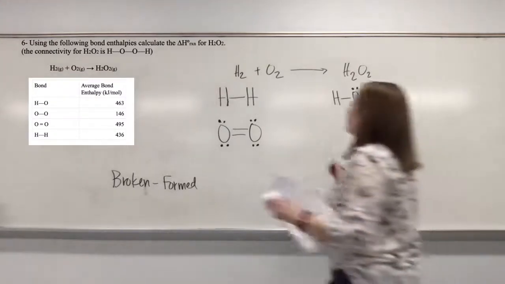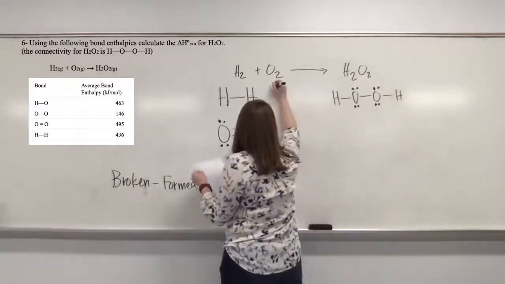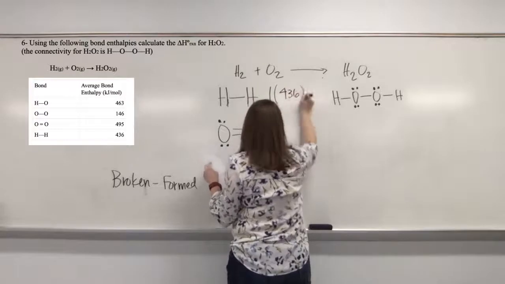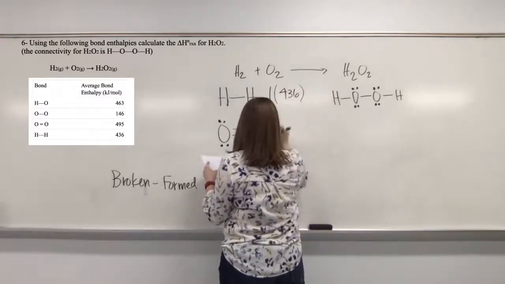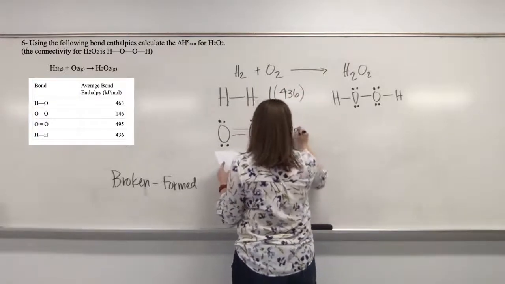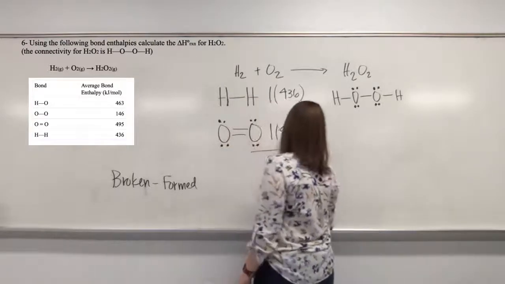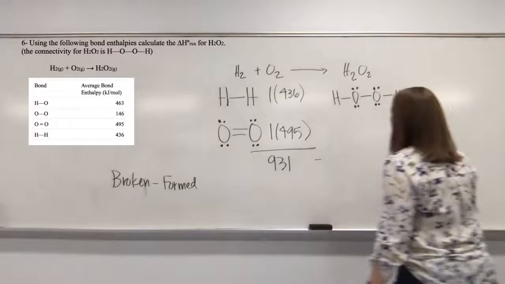So in this case, for the hydrogen-hydrogen bond, one bond multiplied by 436. For oxygen, 1 times 495. And when you add those together, we get 931 kilojoules of energy minus what we break.